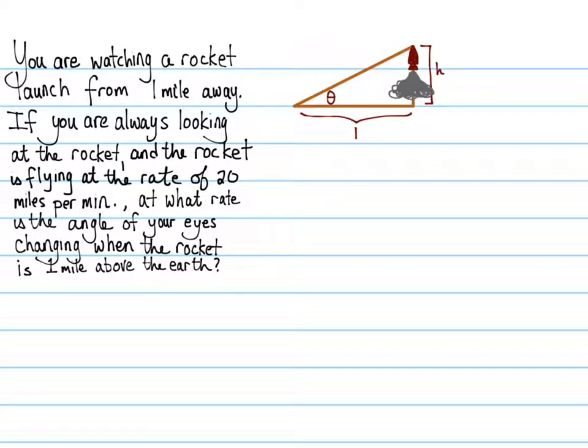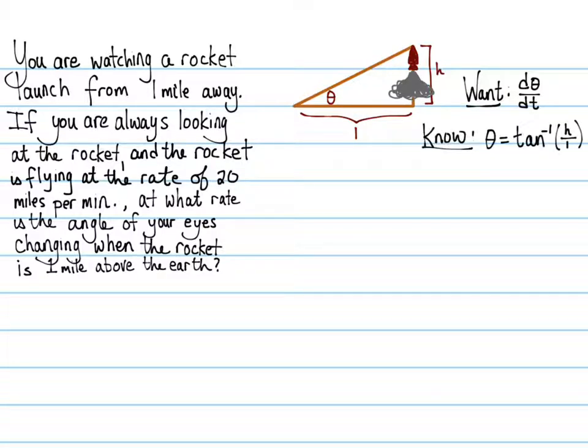And so let's draw a picture of the rocket. If you draw a picture, what you're going to notice is that we're making a nice right triangle. The base is 1, the height is going to be h, and what we want is d theta/dt. And since we want d theta/dt, we need a function which relates theta to h.